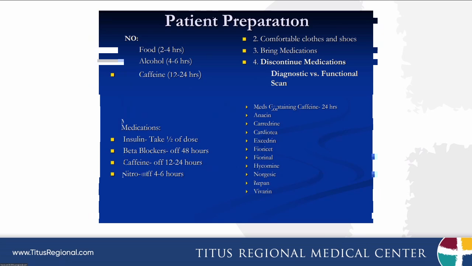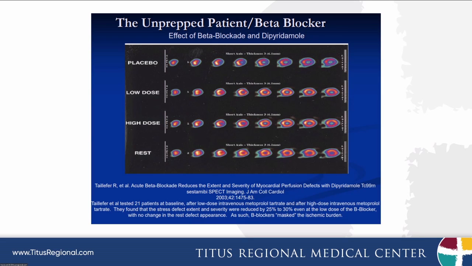That tells us that we've got a significant area of ischemia. But they took the same patient and they imaged them on a different day, and that time they gave them either a low dose or a high dose of beta blockers. And those are the pictures you see on the second and the third line. And you can see by giving them beta blockers before you did the stress test, you almost totally obscure the defect that's seen. And so it's very, very important.